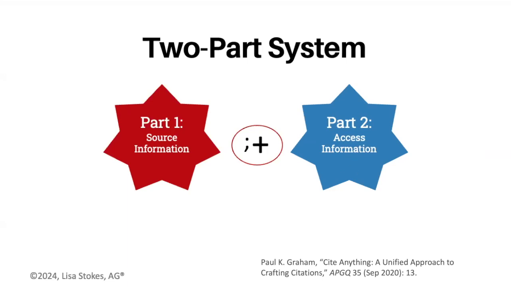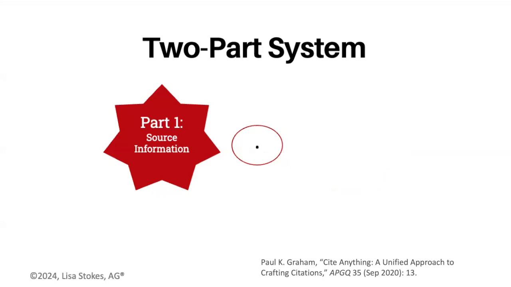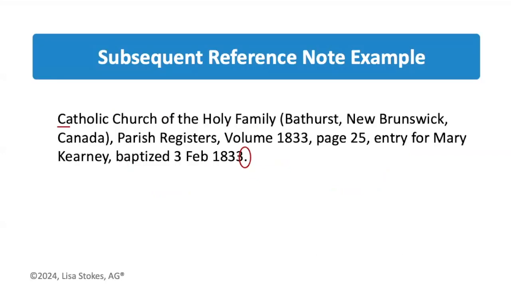The reason I like to use a two-part system is that I want a simple way to shorten my citations. I don't want to spend a lot of time shortening citations for my projects. So after the first part, I just drop the second part of my citation and I put a period after the first part. So here's an example.